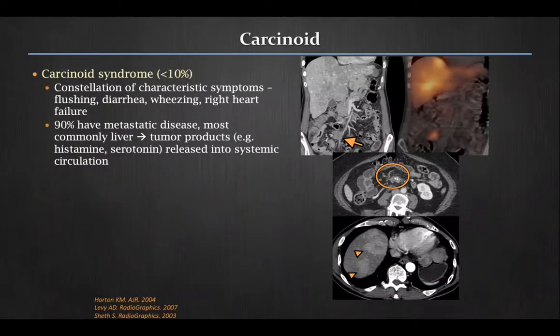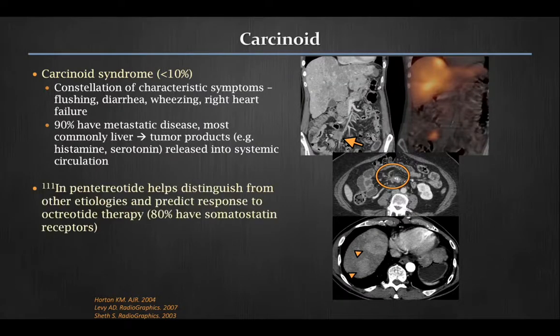Carcinoid syndrome, like I said, presents in a minority of patients, less than 10%, but have a very characteristic clinical syndrome, including flushing, diarrhea, wheezing, right heart failure. Most of these patients have metastatic disease, and the syndrome is thought to be a result of the tumor byproducts, histamine and serotonin, that are released into the systemic circulation.